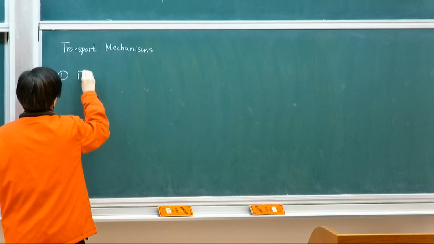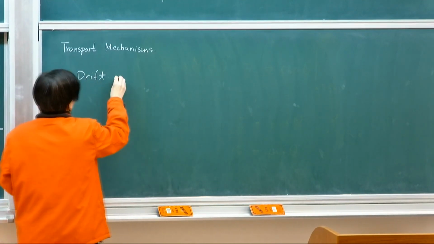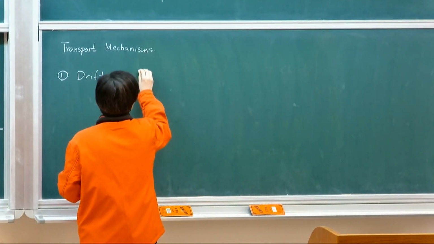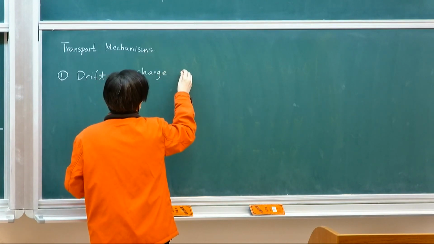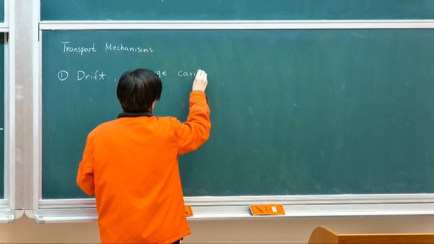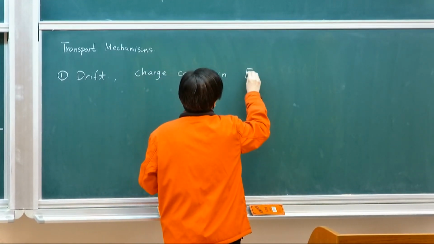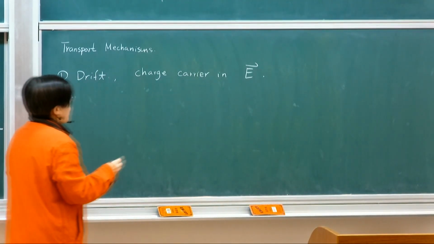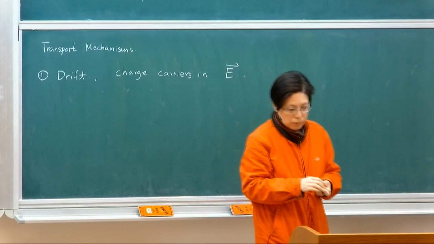For carrier transport, there are basically two ways. One is called drift. Drift is typically done by charge carriers. It has to be charged carriers inside an electric field, because these charge carriers will then be pulled by Coulombic forces.